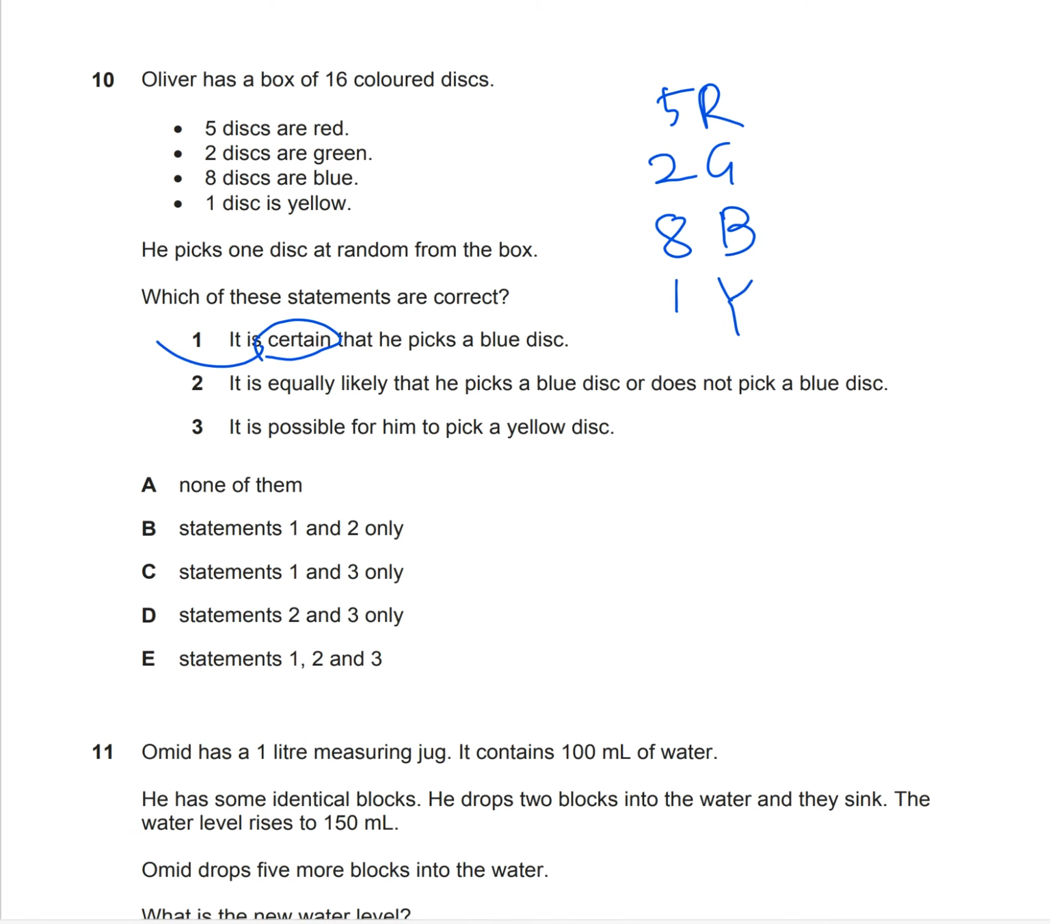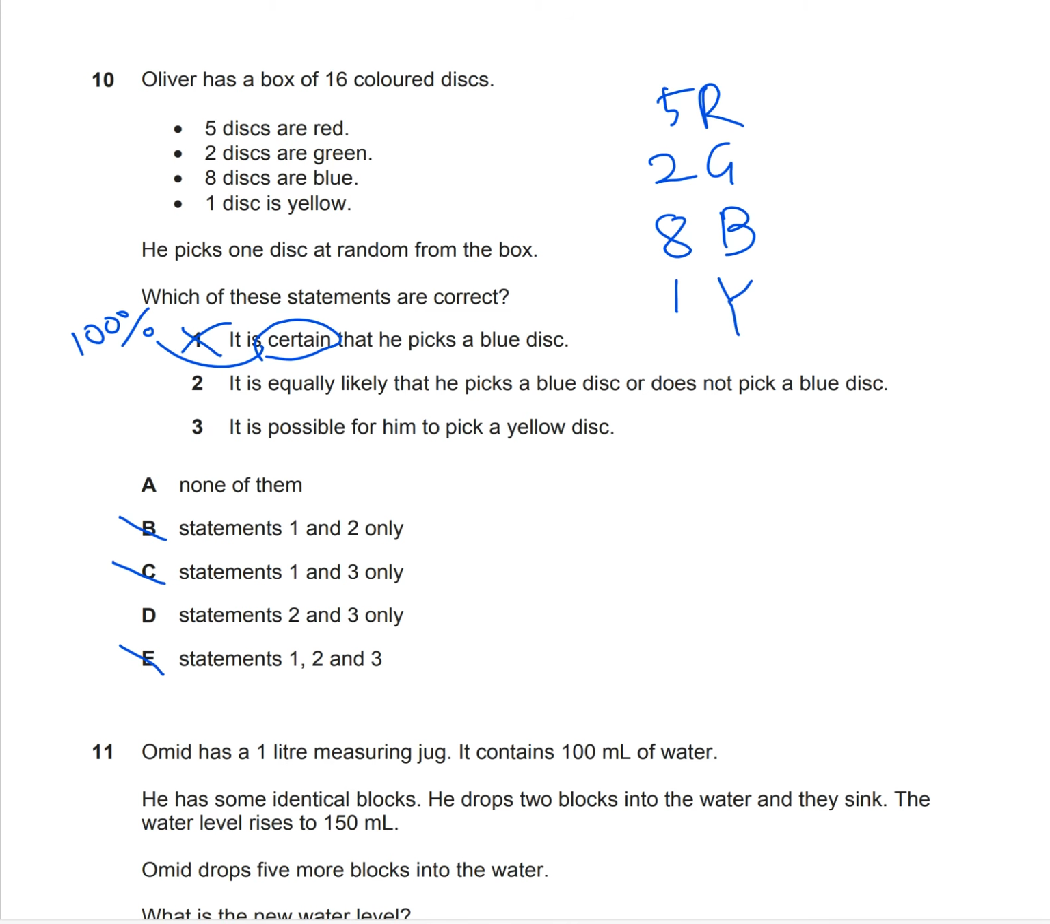The word certain means 100% chance, so 1 is not correct because it only has 8 out of a total of 5 plus 2 plus 1, 16. Okay, so that's why whenever there's a statement 1 that you can see, it's not correct, right? Because we said that 1 is not correct.